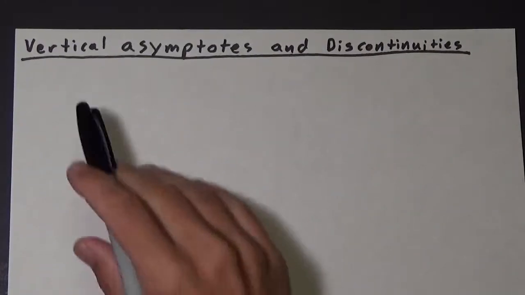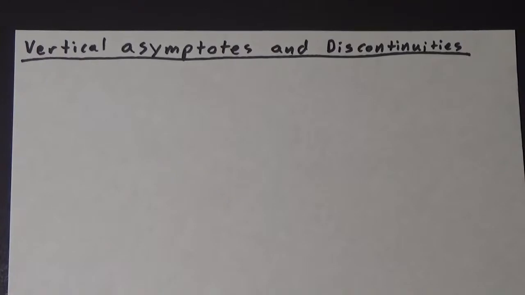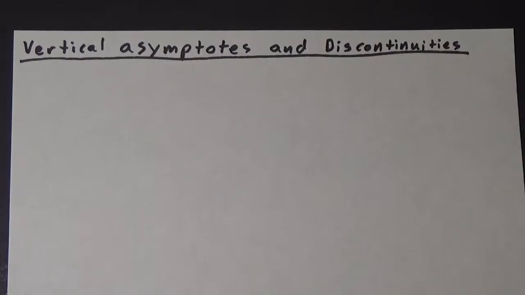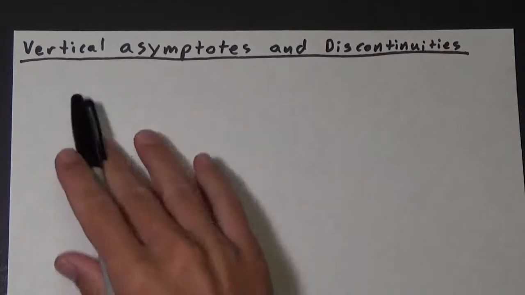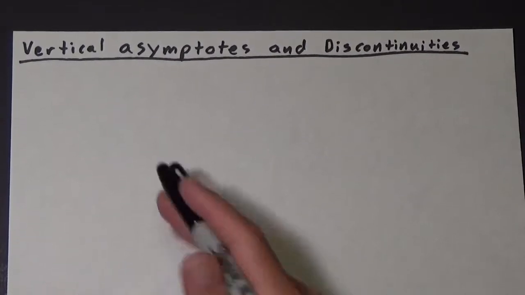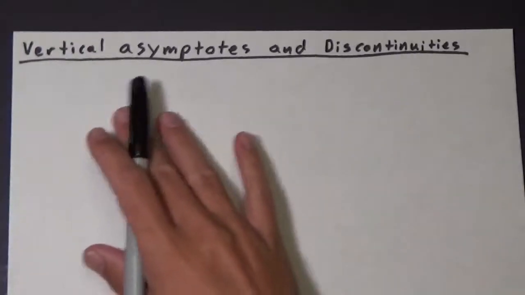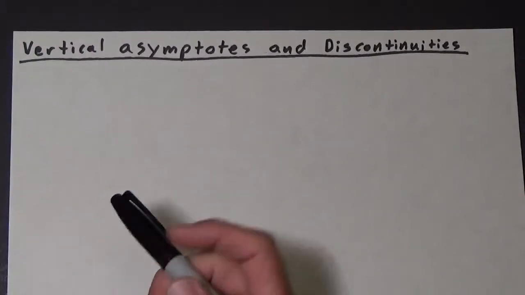In this video, we're going to go over the concept of vertical asymptotes and discontinuities. We need to understand this concept so we can start evaluating infinite limits. Vertical asymptotes and discontinuities are something that we learned in pre-calculus. You might have even had it in Algebra 2, but it's always good to refresh our memory on how to take a rational function and evaluate and see if you have any of these vertical asymptotes or discontinuities.